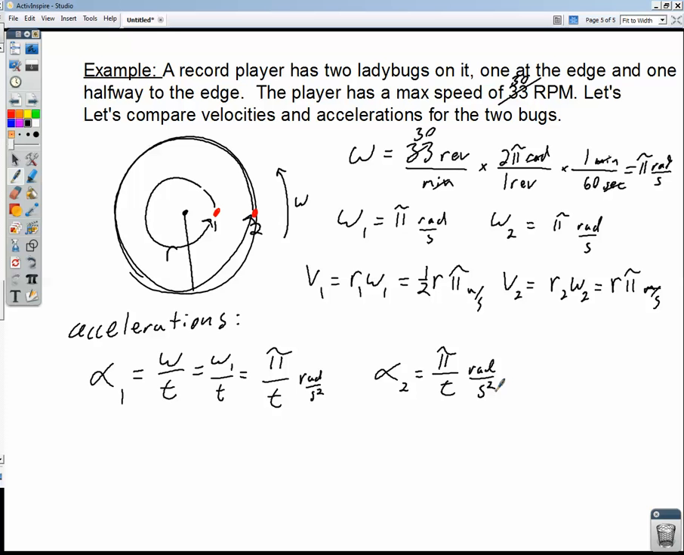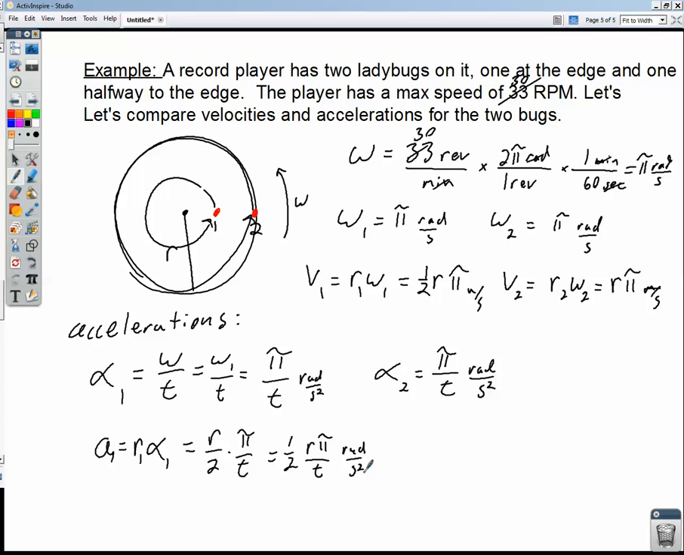Are the linear accelerations the same? Again, a is equal to r times alpha. My students last year memorized it by acceleration equals r alpha. I don't know if it helps you or not, but a1 then would be r1 times alpha 1. So r1, the first ladybug, is r over 2 times alpha 1, which is pi over t. So we have half of r pi over t, and that's going to be in meters per second squared.